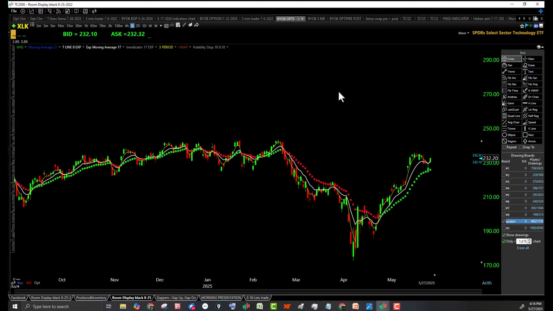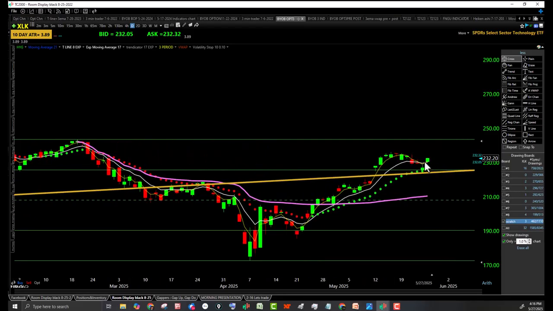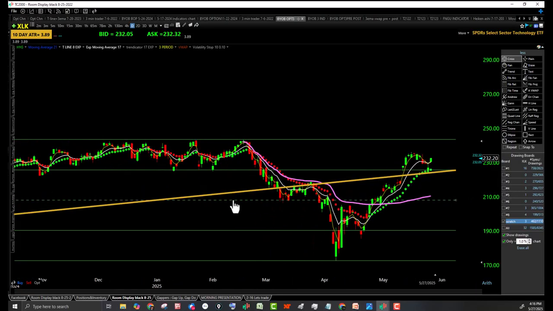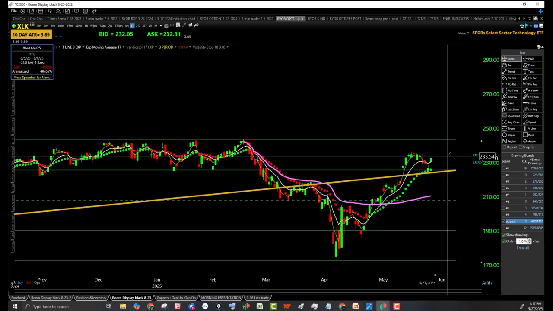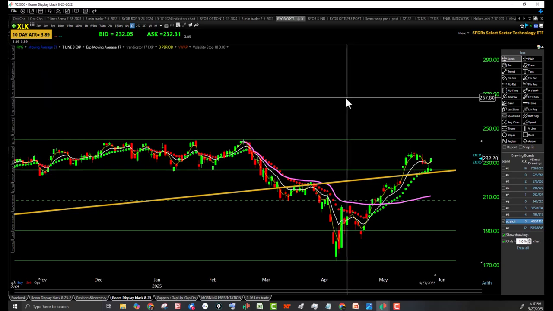Take a look at XLK. Price action, higher low, higher high. Closing over a bullish cross, over the 17 EMA, over the uptrend line. That's this gold line right here. Over the all-time high anchored VWAP. That's the pink line right through here. Okay, up here in quadrant 4, that's bullish. All right, and higher lows and higher highs. That's an uptrend, so that's looking good.